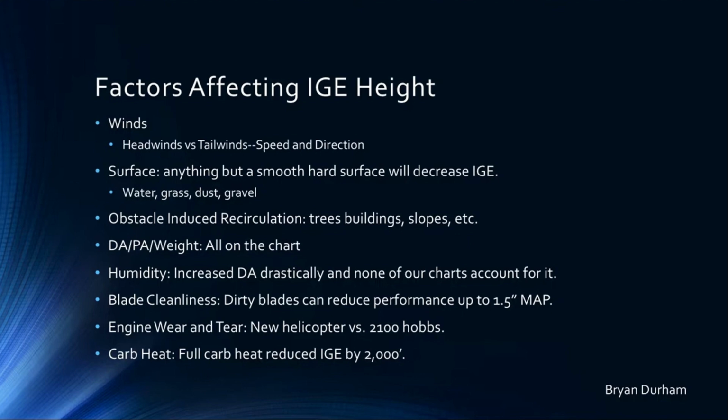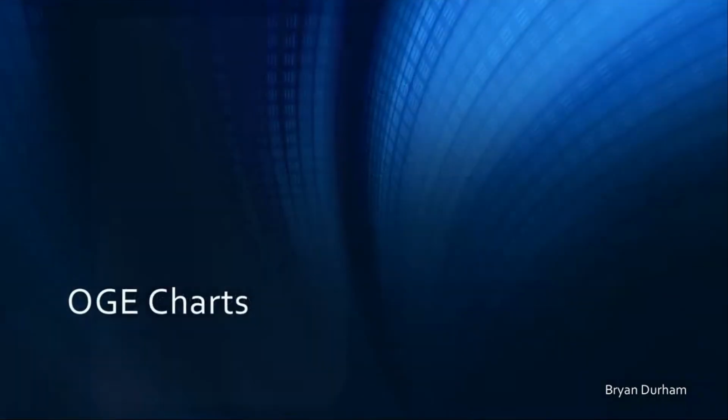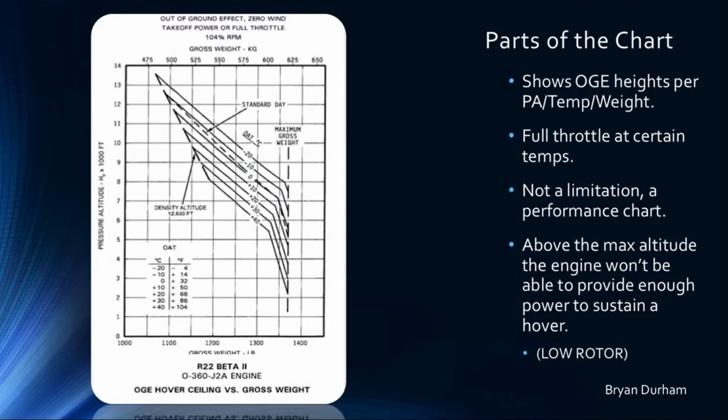You also have to take into consideration the condition of your aircraft. If you're flying an aircraft that's getting close to overhaul versus one that just popped out of the factory, common sense is going to tell you which one is going to be able to hover higher. Carb heat is also going to reduce it as well. All right, let's get into your OGE charts.